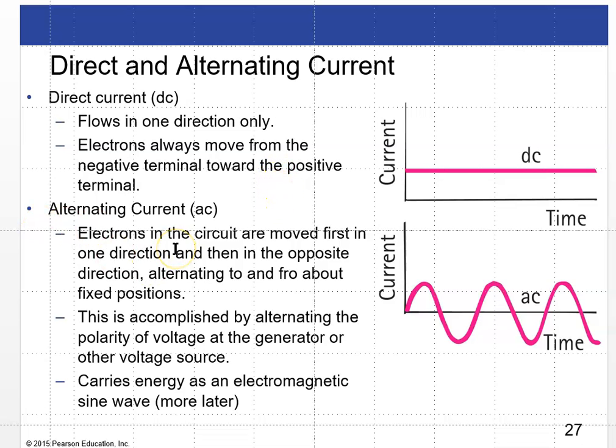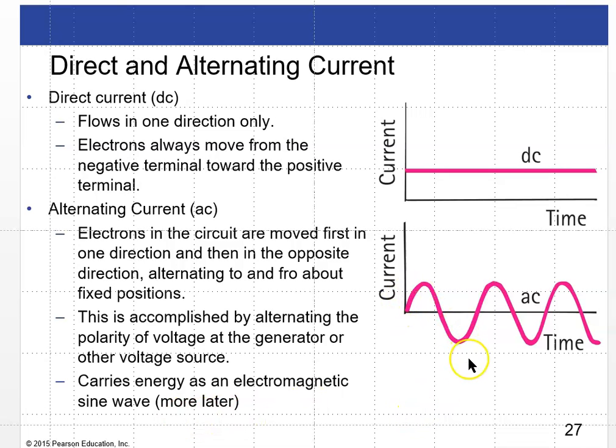Alternating current is given the shorthand format AC. In this case, of course, you notice that the polarity reverses all the time. It goes from negative to positive continuously, back and forth. What happens then is the electrons in the circuit are sloshed first in one direction and then the opposite direction. So they alternate to and fro about a fixed position. They sort of dance back and forth in place. This is accompanied by alternating the polarity, the voltage of the generator or other voltage source.